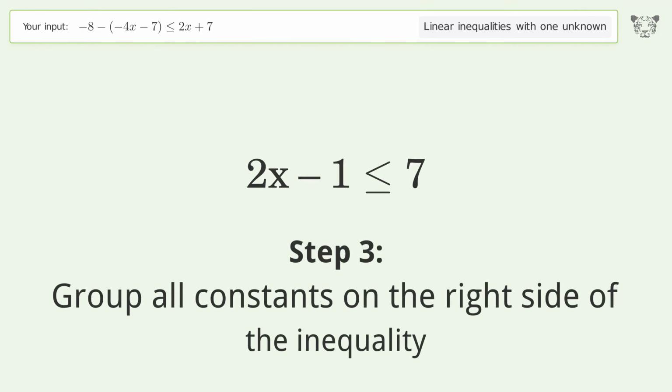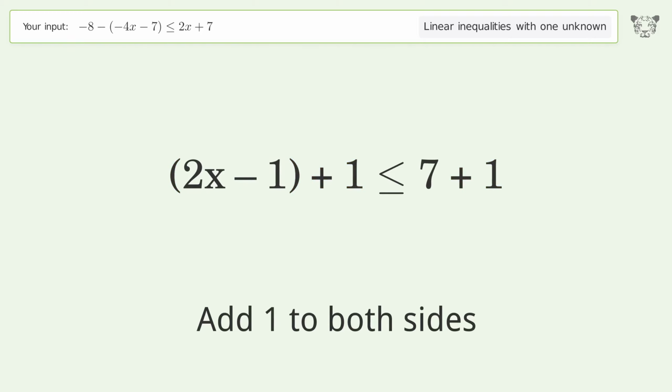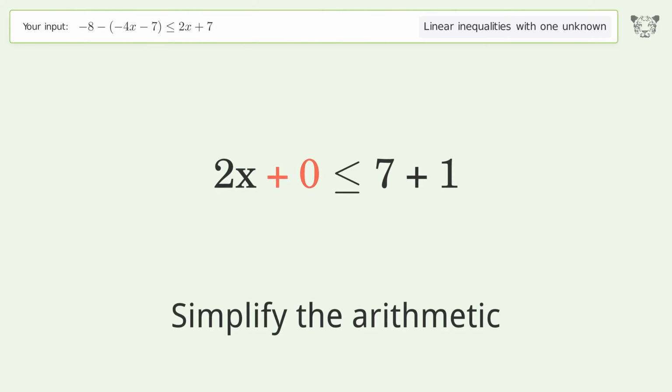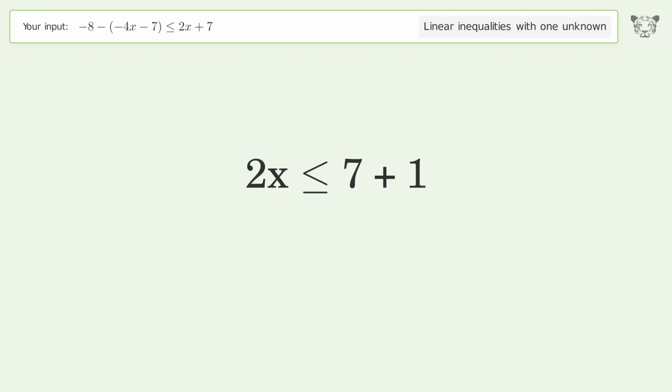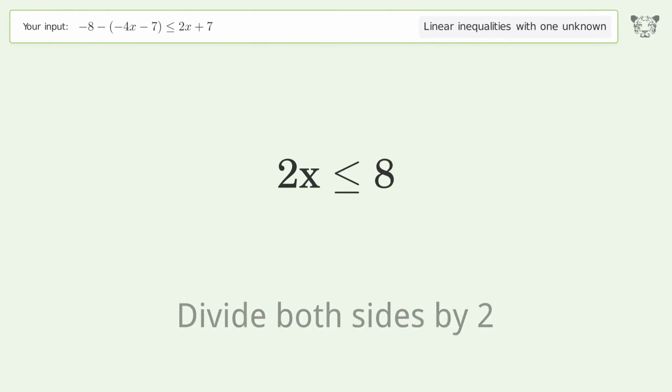Group all constants on the right side of the inequality. Add 1 to both sides. Simplify the arithmetic. Isolate the x. Divide both sides by 2.